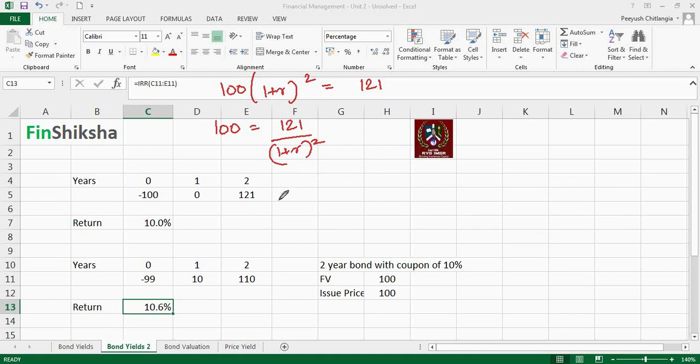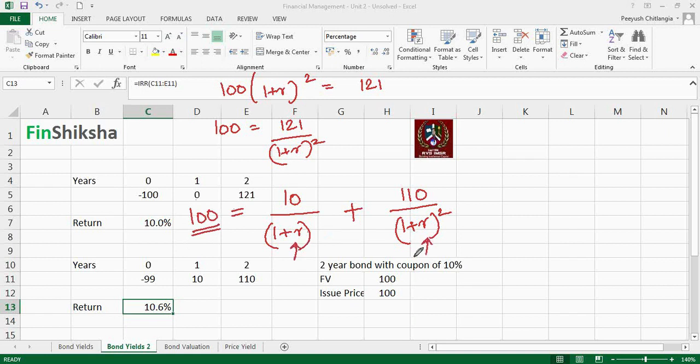In the second one, the first cash flow is 10. The present value of this will be 10 by (1 plus r). The second cash flow is 110 and the present value of this will be 110 by (1 plus r) squared. And when you solve for this equation to find the net present value of the entire thing, that needs to be equal to 100. If this is 100, r will solve itself to 10%. That's what the IRR equation does, right?